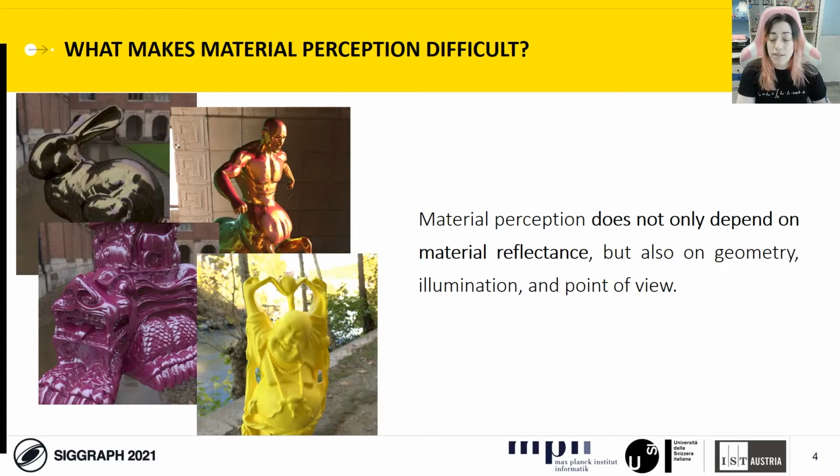Despite much research effort, material appearance perception is far from being fully understood. But what makes material perception difficult? One of the reasons is because it involves many factors which are hard to measure and quantify. The final appearance of a material does not only depend on its reflectance, but also on the illumination of the scene and the geometry of the object presenting such material.